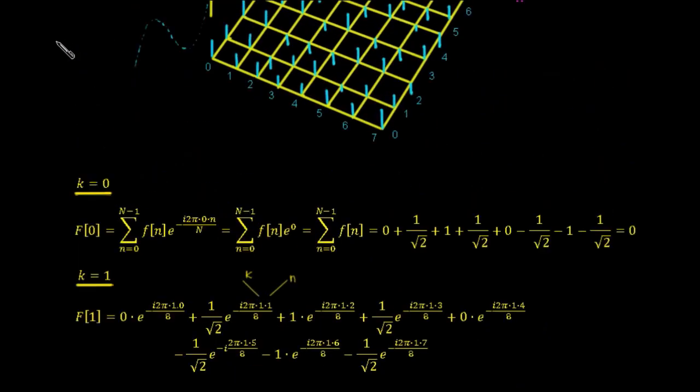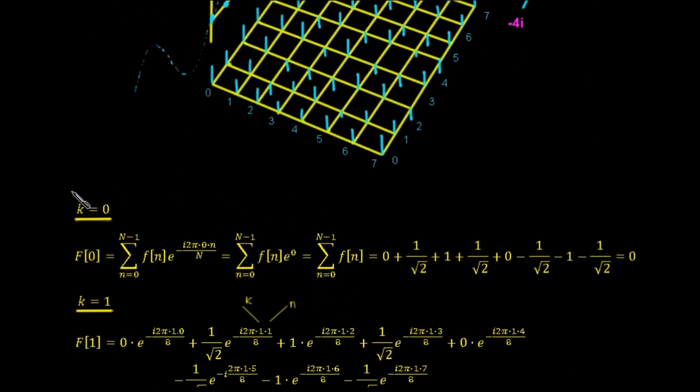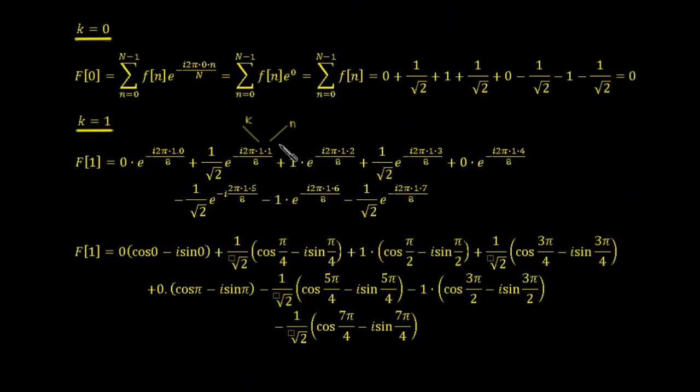So if we head up above and have a look, all we're going to do is add up the heights here. So it goes 0, 1 upon root 2, 1, 1 upon root 2, 0, minus 1 upon root 2, minus 1, and minus 1 upon root 2. So we're just going to add those values up. When we add those values up, you'll see that they come to 0. So that means that f of 0 is equal to 0.